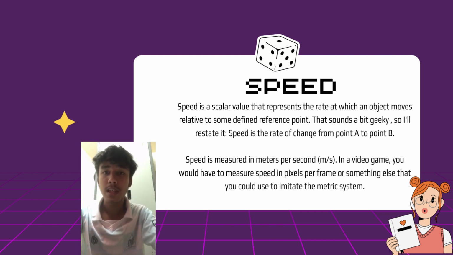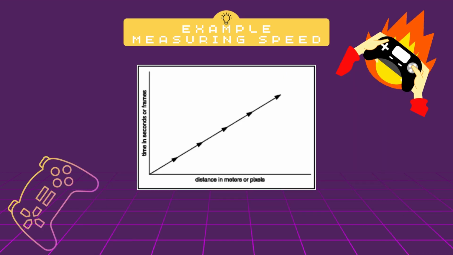Speed is a scalar value that represents the rate at which an object moves relative to some defined reference point. That sounds a bit geeky, so I will restate it. Speed is the rate of change from point A to B. Speed is measured in meters per second. In a video game, you will have to measure speed in pixels per frame or something else that you could use to imitate the metric system.